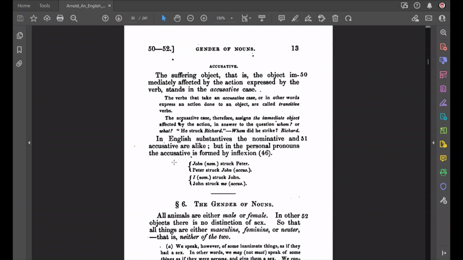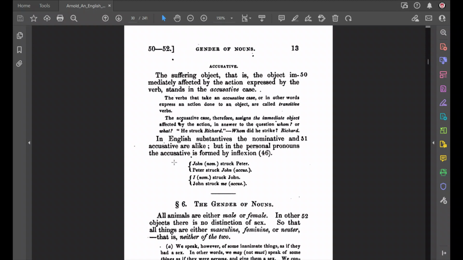In Article 50, we move on to the next case, which is the accusative case. So we have another case. We'll add that to our list up here. The accusative case. Why did I put a star next to the genitive case? I'm not putting a star next to the accusative case. What's the difference? Why did I put a star here? Remember what that star meant?